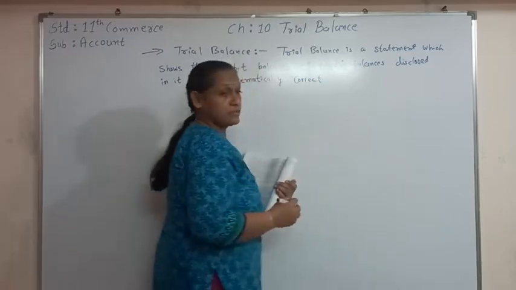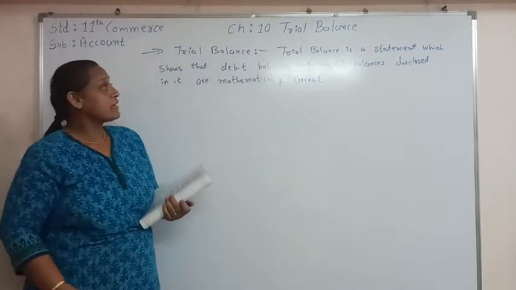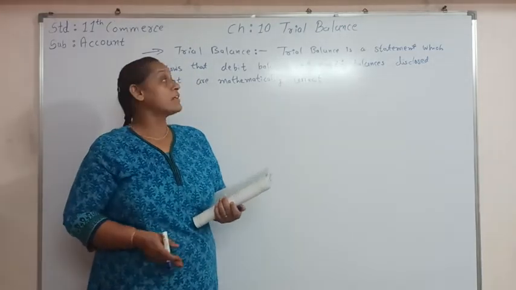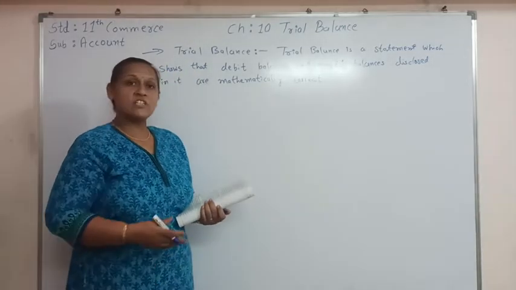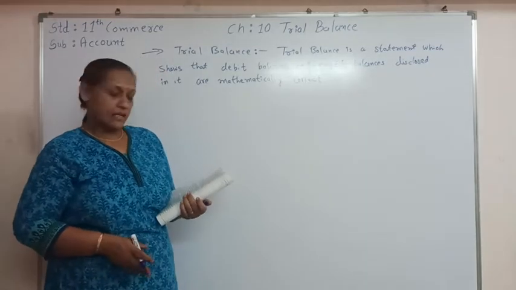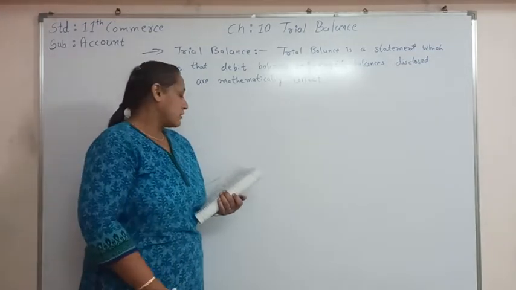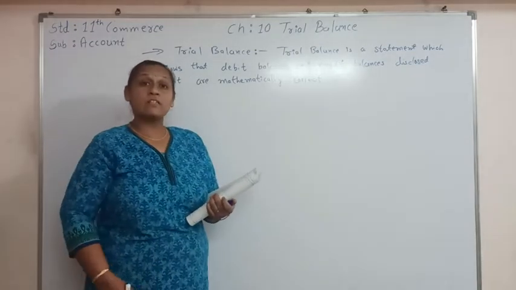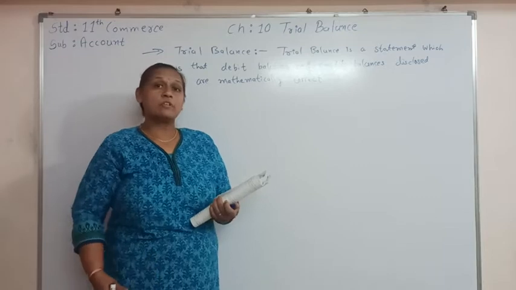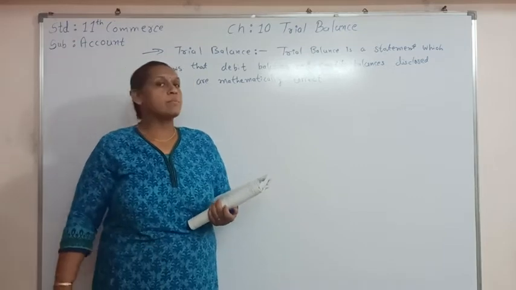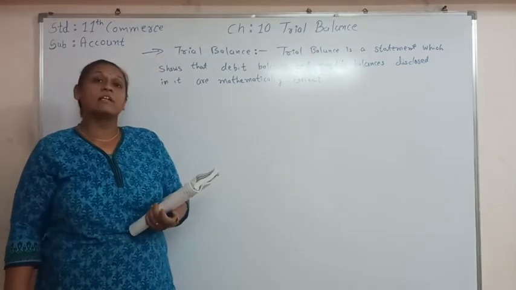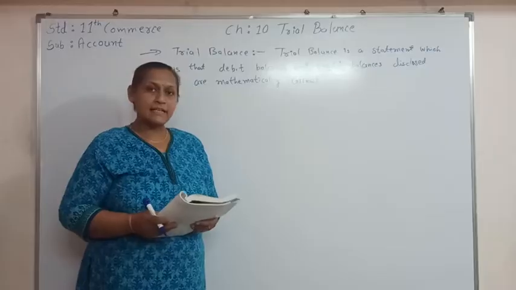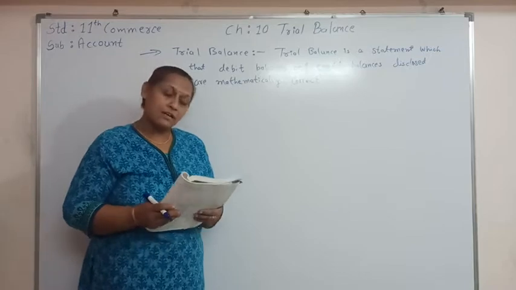So here the trial balance means the statement which is showing the debit and credit of the accounts which are disclosed, and it is mathematically correct. So here in a trial balance, again we know that it is for a particular day. So that is, for a particular day we are preparing the trial balance. Now let's see the characteristics of trial balance.